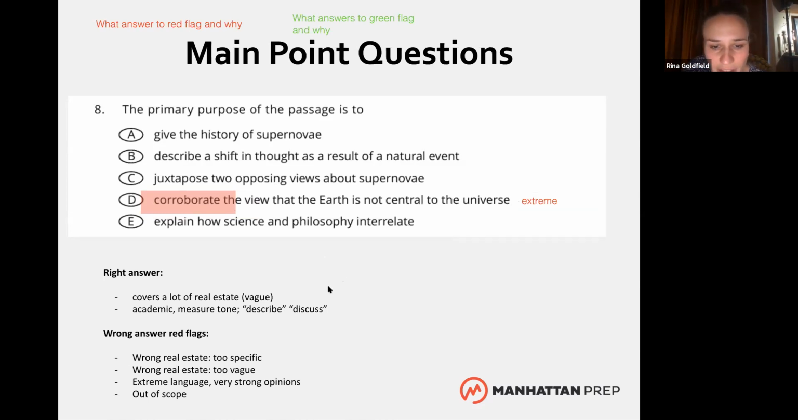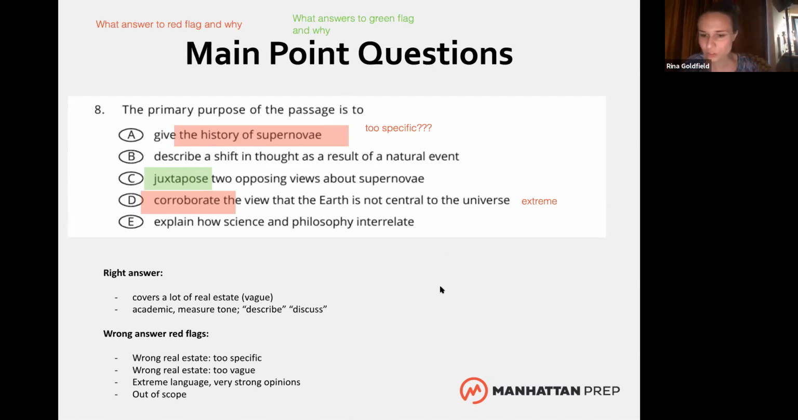A, noting the history of supernovae, we might red flag that as a little too specific, perhaps. C, I'm seeing some mixed results on. Some folks are saying let's green flag C for juxtapose, and maybe red flagging for opposing. I'm going to suggest that we potentially green flag C. Let's green flag juxtapose, but we want to make sure we confirm it in the text itself. But I think juxtapose could be a good verb here.